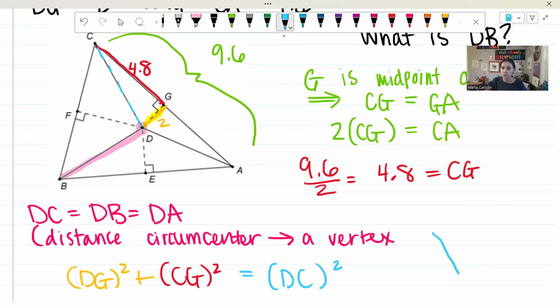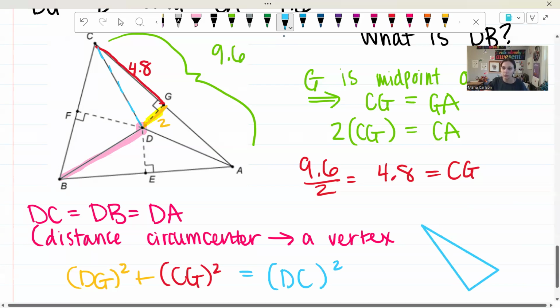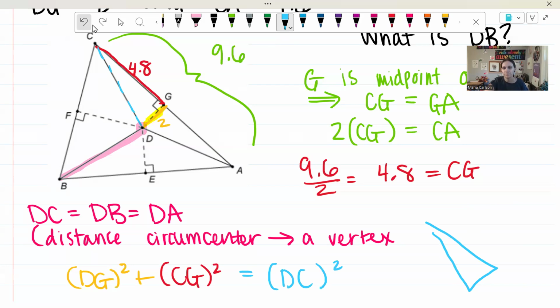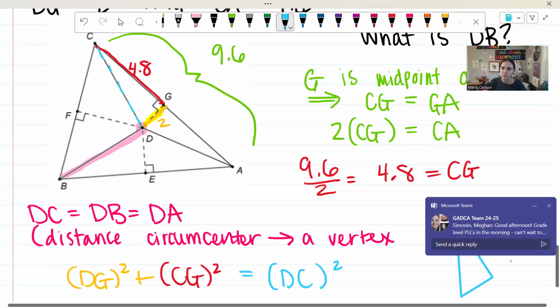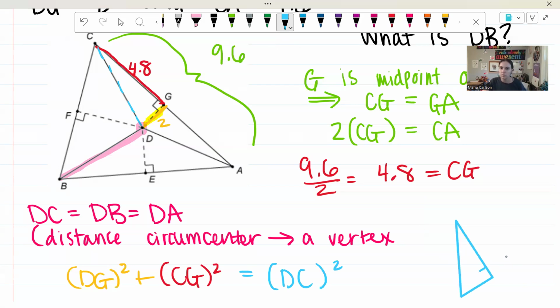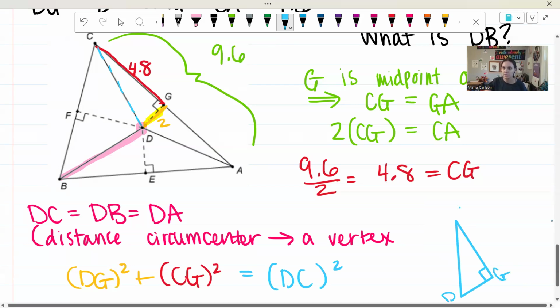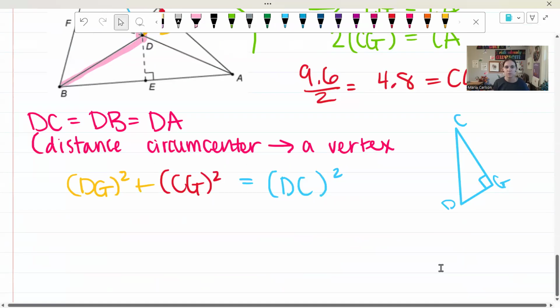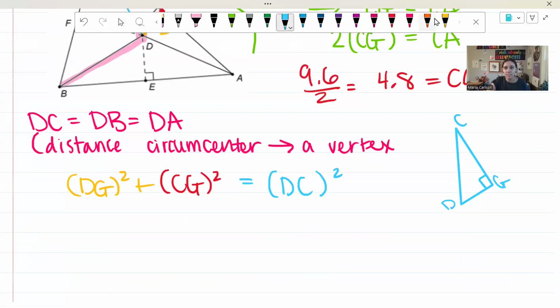And if it helps you, draw the little triangle out. Draw out the little right triangle. That turned out so bad. There you go. So here is D and G and C. So you can draw it out that way if that helps you. DG is 2. So I have 2 squared plus CG, which is 4.8 squared, and that is going to be equal to whatever DC is squared.